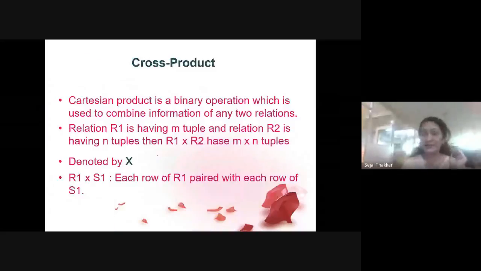The cross product. The second name of cross product is Cartesian product. Again, it is a binary operation. Whenever you need to combine information of two tables, in that case, we are taking the Cartesian product. Symbol is cross. So each row of one table we're going to pair with each row of the other table.